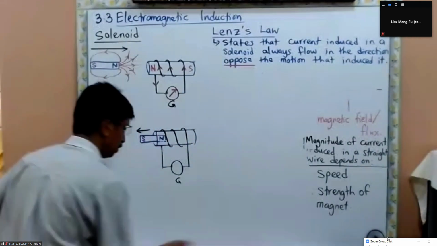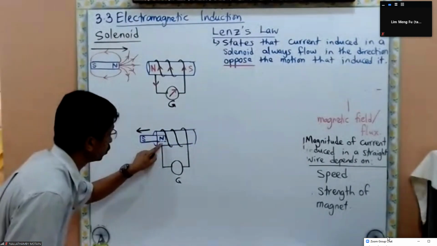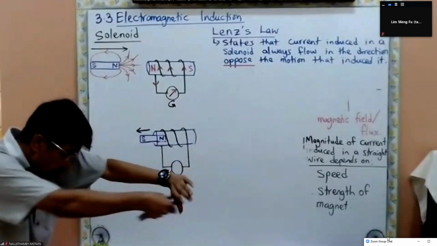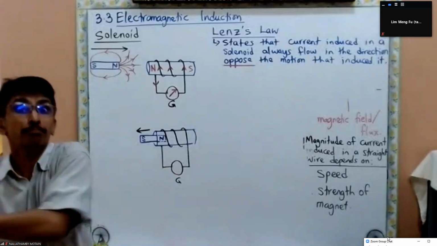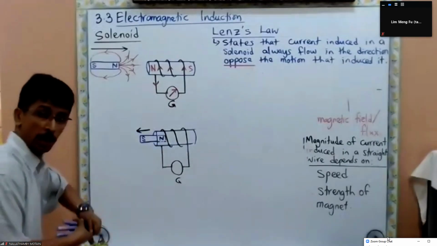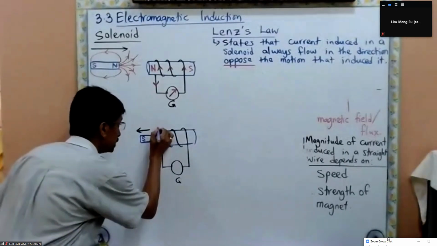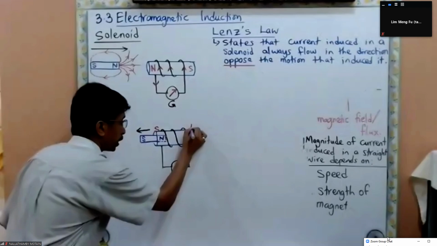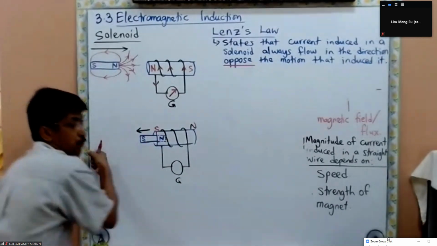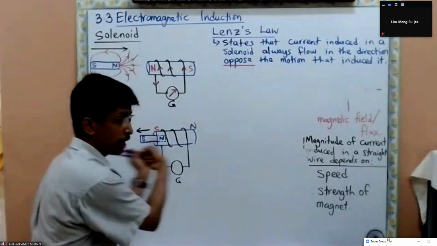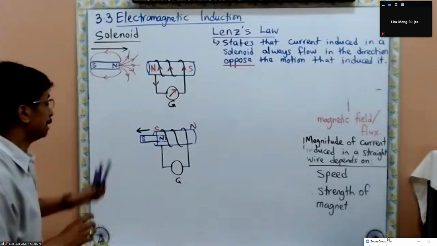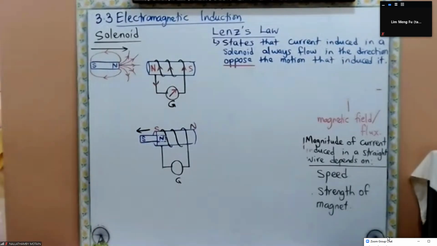So what pole is leaving the solenoid? If it wants to leave, the solenoid must oppose, so it must attract. So the current that flows in the solenoid will produce a south pole over here and a north pole over there. So when the north pole wants to leave, the south pole will attract it. So it always opposes the motion.